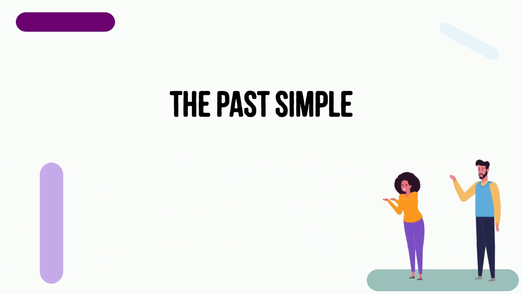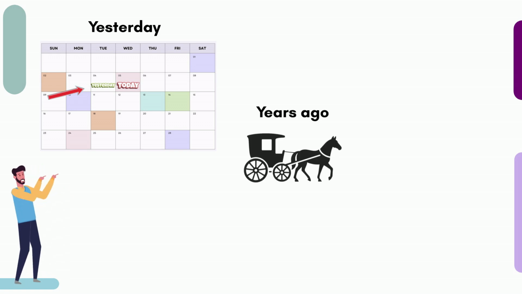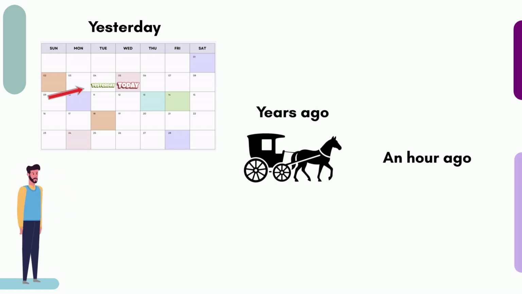The past simple. Let's learn how to use the past simple. The past simple is used to tell us about things that have already happened. Maybe they happened yesterday, maybe years ago, or even just an hour ago.